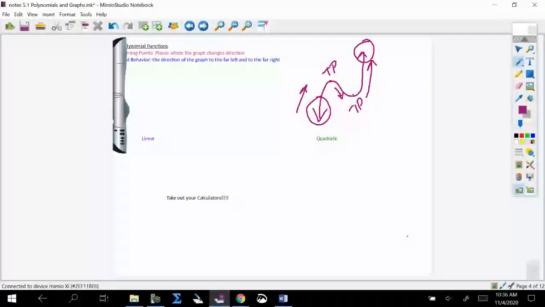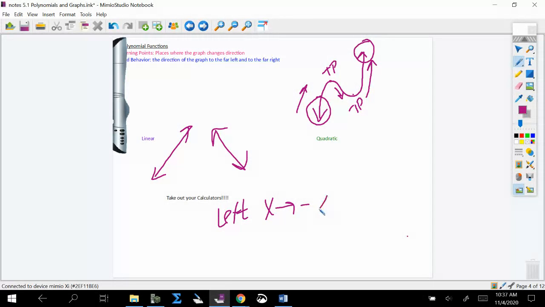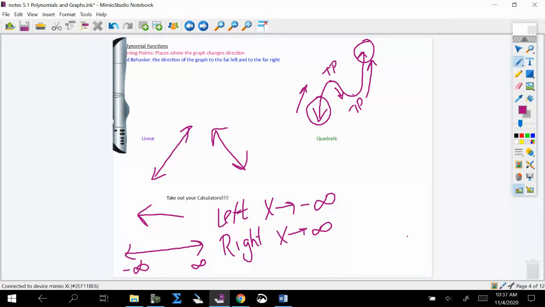So I put on here to take out your calculators, but I think I can do this without. If you look at a linear function, linear functions are either going to have positive slope, meaning it's on its way up the whole time, or a negative slope, meaning it's on its way down the whole time. When I look at end behavior, the left end is when x goes to negative infinity, because that's the far left. The right end behavior is when x goes to positive infinity, because that's the far right. If you think of a number line, you have a negative infinity and you have a positive infinity.